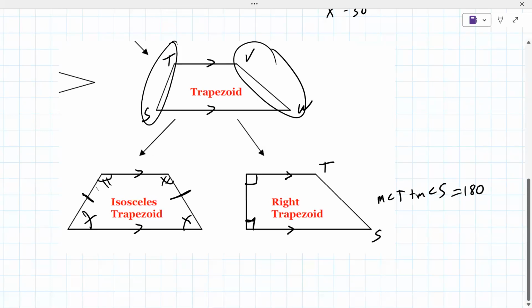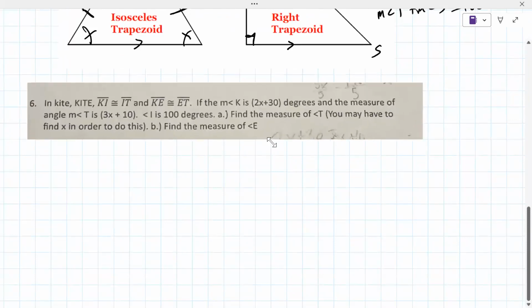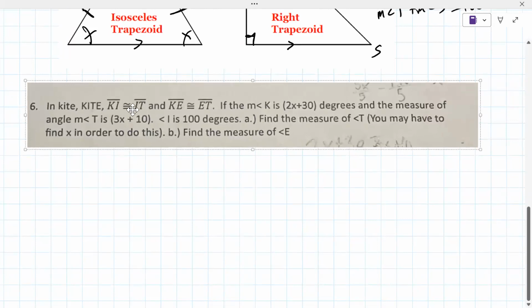Does that help? Okay, so the next problem is about height, which is different than what we did here for trapezoids. There's not really much overlapping. So let me grab the kite question here and snip that in. In the kite, KI is congruent to IT and KE is congruent to ET. The challenge here is knowing how to draw this correctly. So let's say this is kind of the standard kite.